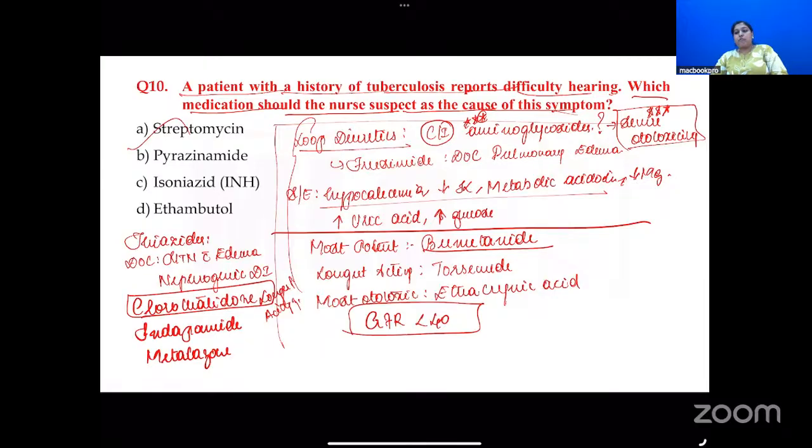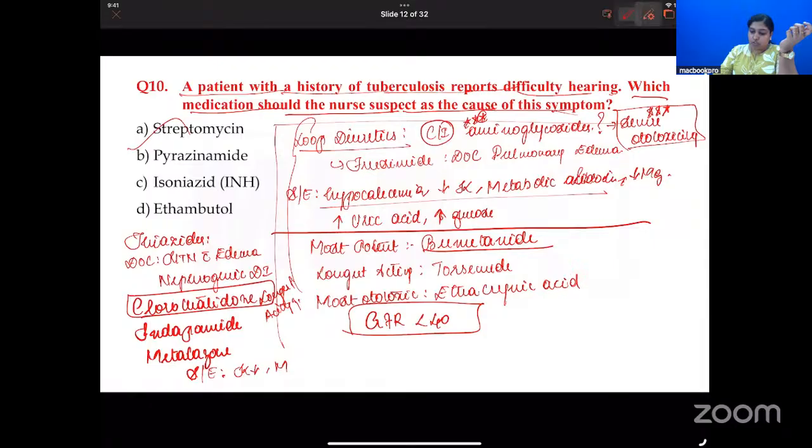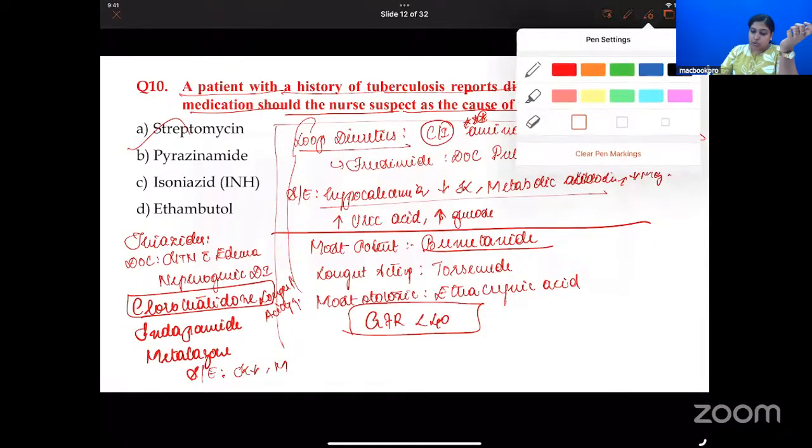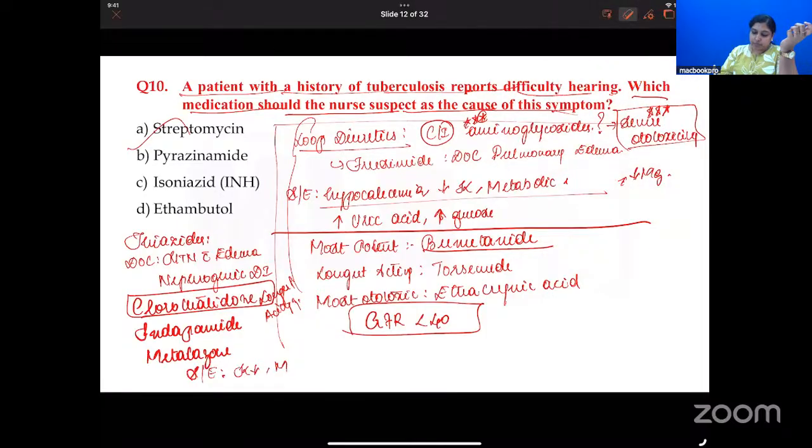See, the side effects of your loop diuretics and thiazide diuretics will be more similar. Specifically, the side effects of your thiazide diuretics are similar with your loop diuretics. For example, it also causes reduction in potassium. It also causes metabolic alkalosis. See, remember, this is not metabolic acidosis, this is metabolic alkalosis. Sorry for the confusion. Loop diuretic causes metabolic alkalosis. Don't remember it as acidosis, right? Coming back again, in thiazide diuretics also, you can see metabolic alkalosis.